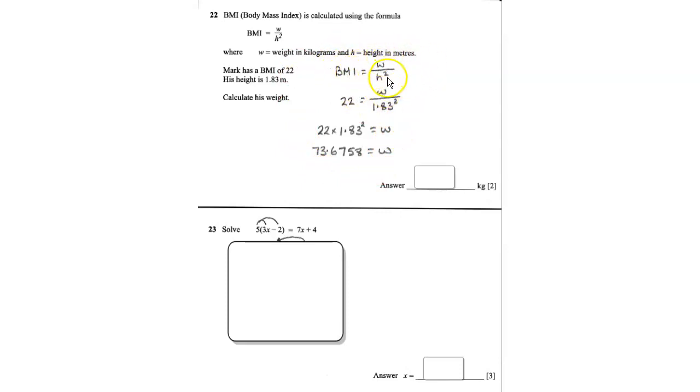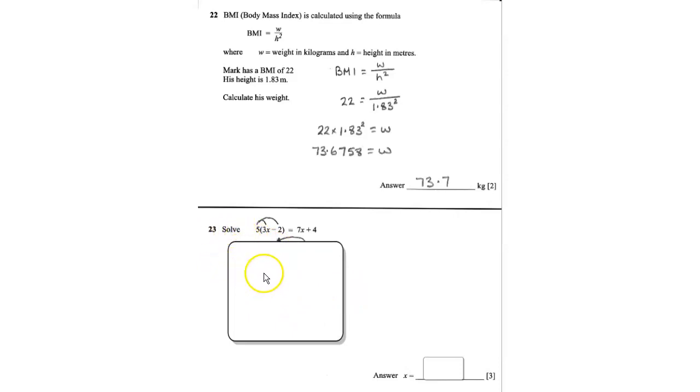So BMI equals W over H squared. Then we substitute everything in, so we've substituted 22 in and we've 1.83 squared. We have to find out what W is, so we multiply each side by 1.83 squared, which then gets rid of the one on the right hand side. So what we've got is 22 times 1.83 squared, and then we work that out through our calculator, which is 73.6758, and the final answer there is 73.7 kilograms.